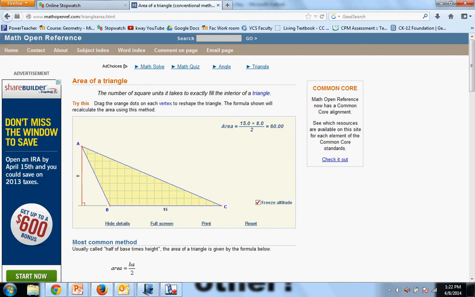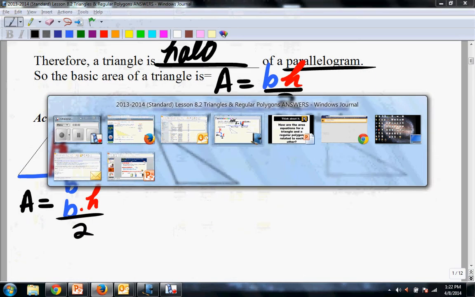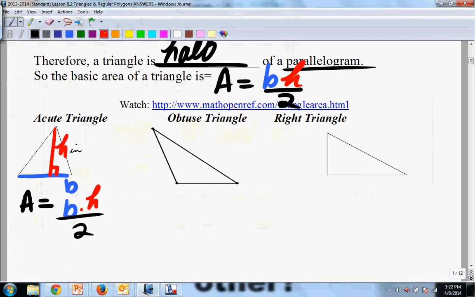Okay, warning: on every single SAT test, if they give you an area of a triangle, they will never give you the nice simplistic acute. They will always give you obtuse, without fail. I've never seen one where the height was on the inside. So it's going to be on the outside just to try to trip you up. So it is the same thing, absolutely.